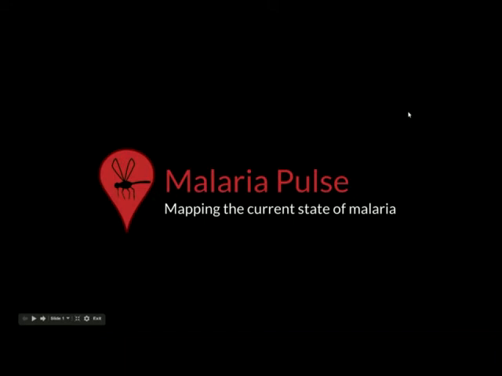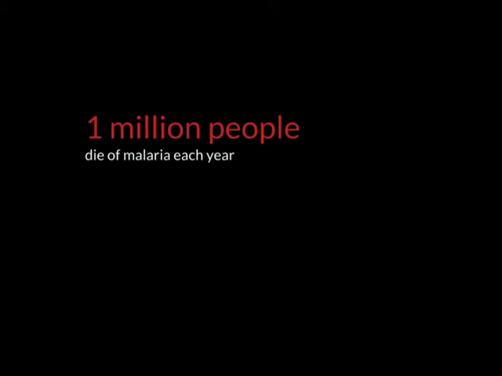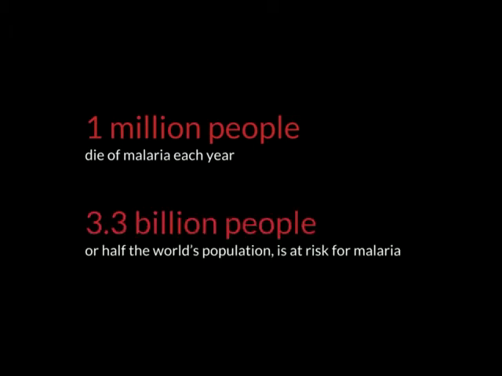Our project is called Malaria Pulse, mapping the current state of malaria. 1 million people die of malaria each year. 3.3 billion people, or half the world's population, is at risk for malaria. Yet malaria is preventable and curable.